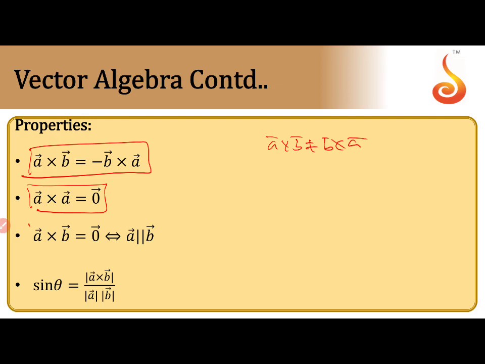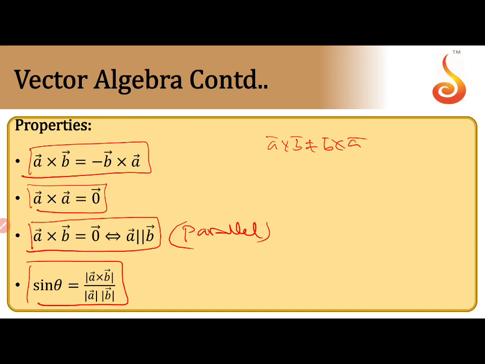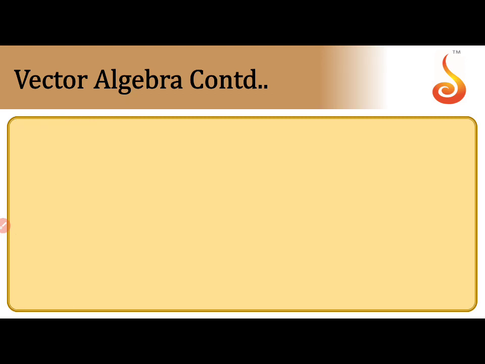Then next, if A cross B is 0, the vectors are parallel vectors. In the dot product case, if A dot B is 0, the vectors are perpendicular. Here, cross product 0 means the vectors are parallel. And what is sine of the angle between two vectors? Sine theta is equal to modulus of A cross B by modulus A into modulus B. What is cos theta? A dot B by modulus A into modulus B. Clear?